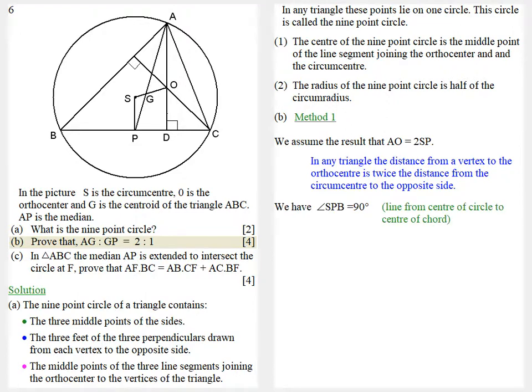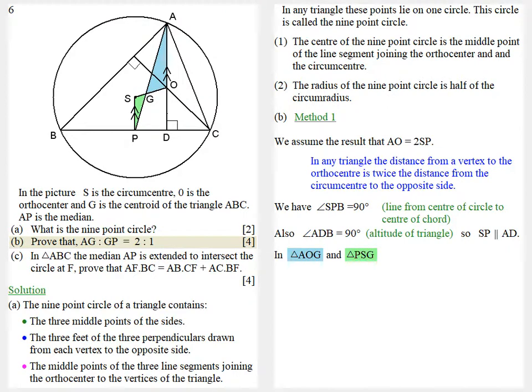Now we have that the angle SPB is 90 degrees. It's the line from the center of a circle to the midpoint of a chord. Also, the angle ADB is 90 degrees. The altitude of a triangle is always at right angles to the base. So that means SP is parallel to AD. Now we're going to prove that 2 triangles are similar.